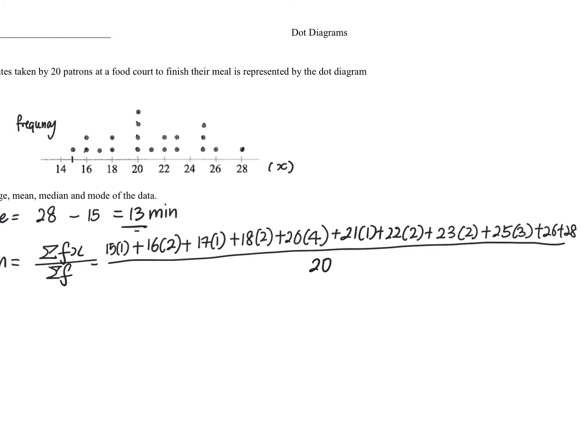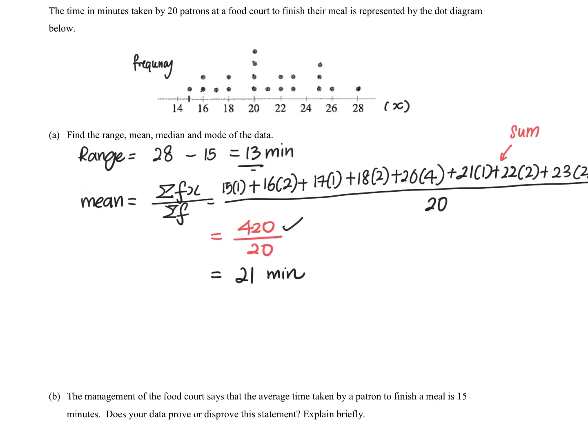Alternatively, you can just key everything into your calculator and write the total sum instead of writing the whole long working. In this case, I got my total sum to be 420 divided by 20. And that will give me a mean of 21 minutes. So instead of writing the whole long working, you can just write the total sum over 20 itself. So that is our mean.